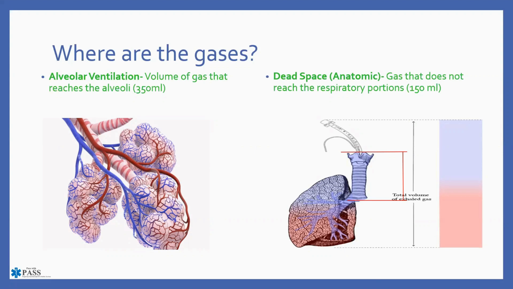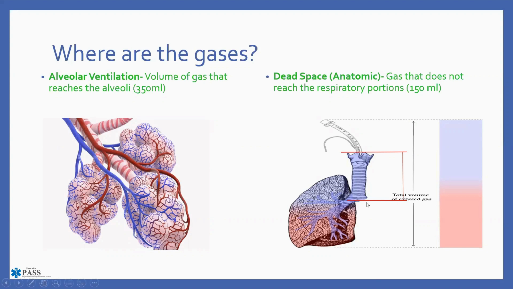So about 350 milliliters of gas actually gets down to the functional part to do the work. And remember, tidal volume, we have 500. So if 350 is going down and doing work, that means that we have another 150 that is not necessarily getting down for alveolar ventilation. So where is that 150 located? And the answer is it's dead space. It's called anatomical dead space. And that is the portion of gas that does not make its way all the way down into the alveoli.